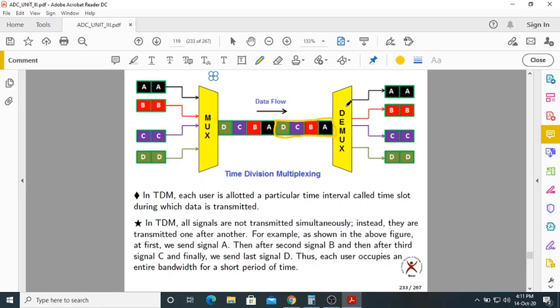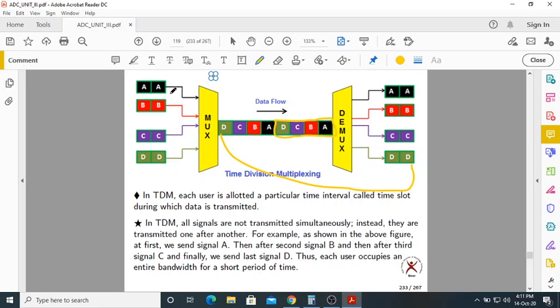Next we do demultiplexing. We take this symbol and keep it here. Next symbol here. Next symbol here. Next symbol here. Again, this one here, this one here, this one here. Finally, keep this here. Like this, we can transmit multiple signals using the same channel by sharing the time among the users. We are allocating a time slot to each and every user, so they have to transmit during that time slot only. Each user will be given a particular time slot during which they have to transmit their symbols or their information.